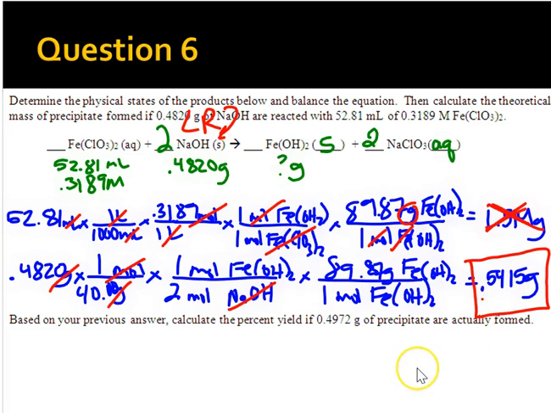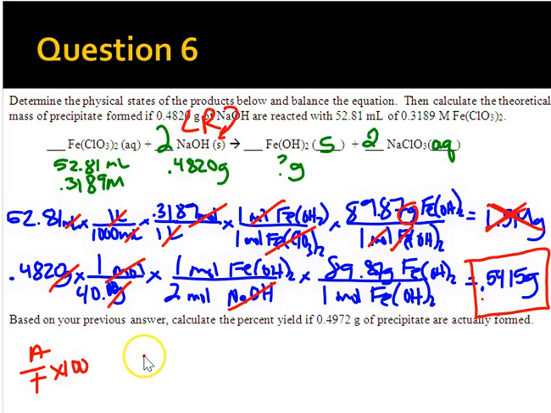So then right down here, this last follow-up question, it says, based on your previous answer, calculate the percent yield if 0.4972 grams of precipitate are actually formed. So what that means is, theoretically, if everything went to plan in the lab and you didn't make any mistakes, you should have created this quantity, the 0.54 grams. But you didn't. You only created 0.49 grams. So you produced less than what was actually possible. So that's what a percent yield is. It's wanting to figure out what is the amount that you created. So remember, percent yield is actual divided by theoretical times 100.